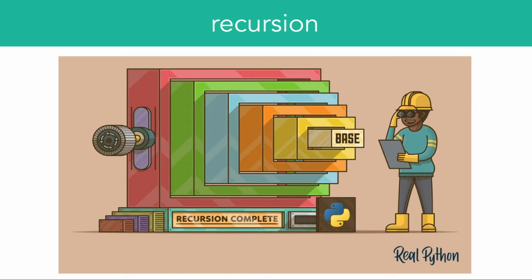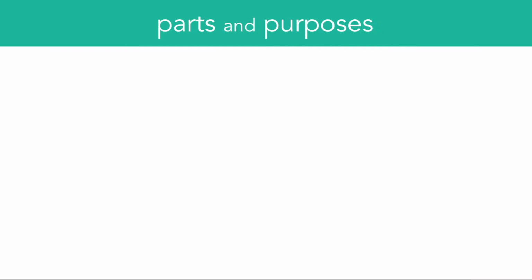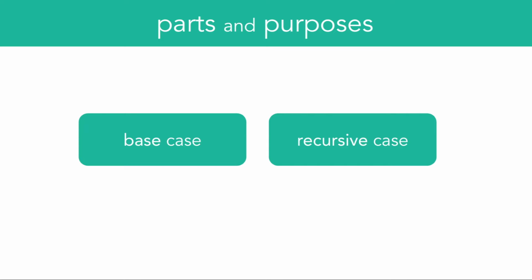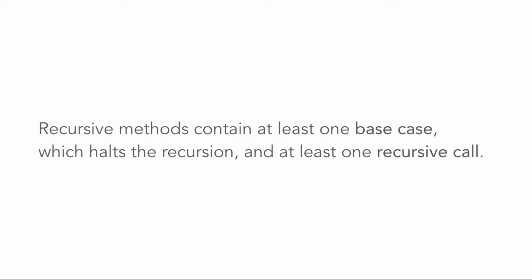We use recursion to break a complex problem down into a slightly simpler version. We continue to do this until we get to a problem that is so small it is easy to solve. A recursive method has two basic parts you should be able to identify: the base case and the recursive case. Recursive methods contain at least one base case, which halts the recursion, and at least one recursive call. The thing that stops a recursive method from calling itself is called the base case. A method can have more than one base case. In other words, more than one way to stop the recursion.